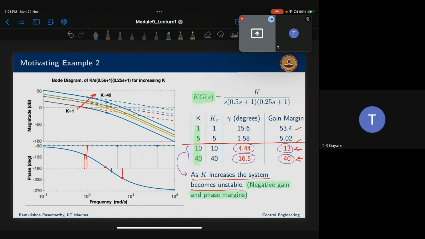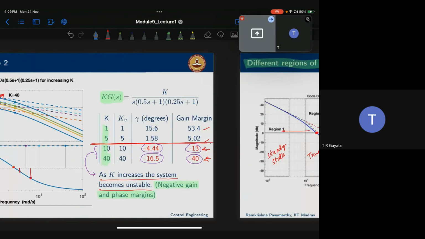From 0, how much it is deviated. So now here the point is, after some value of K, the system is becoming unstable, after K is greater than 5, because of negative phase margin and gain margin.